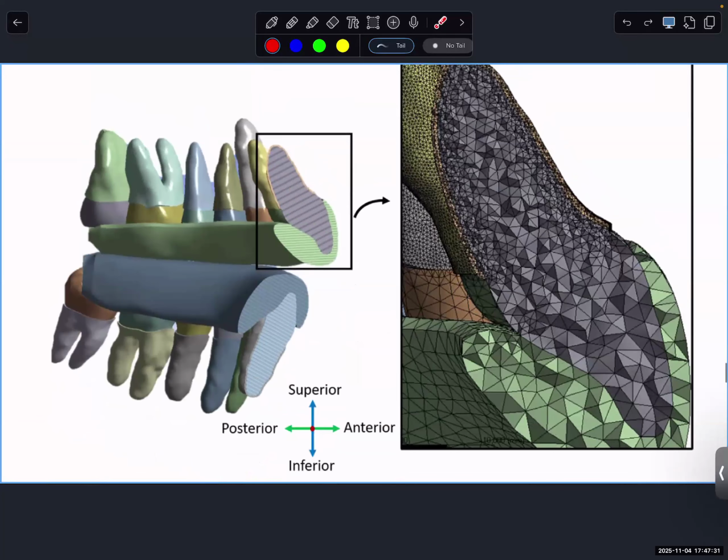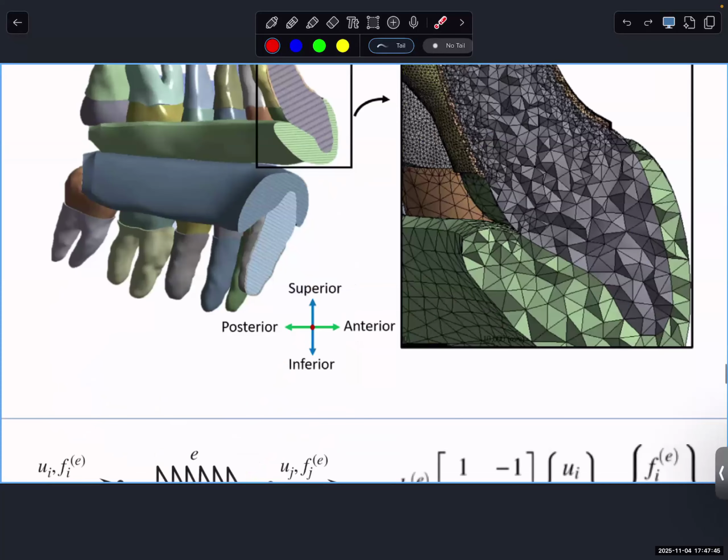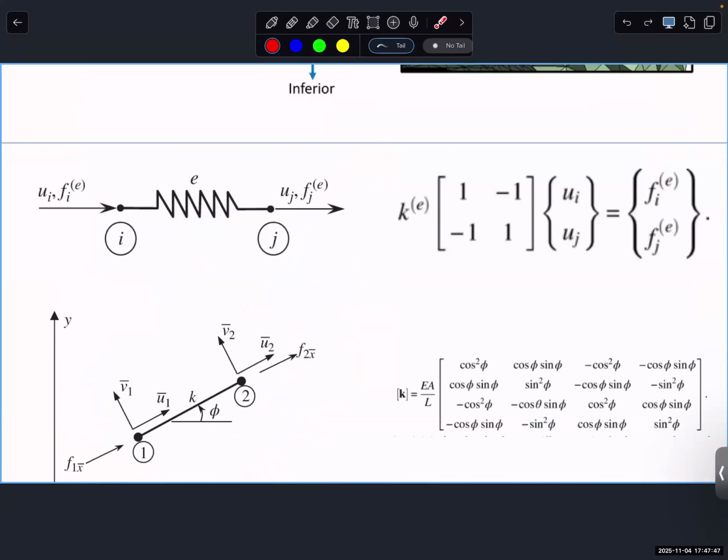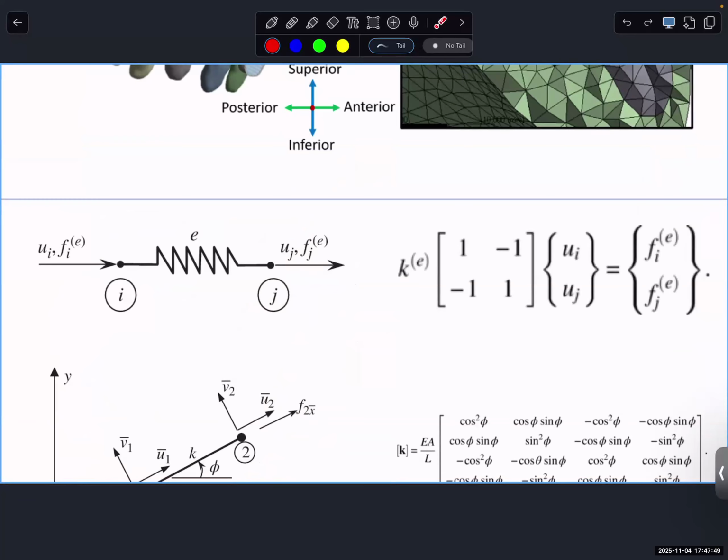Again, each tetrahedral element has a stiffness matrix, and you consider each element as one component, like we learned in mechanics of materials. And now we assemble all of them into a whole system and do the calculation. That's why it keeps crashing. I can explain what Abaqus is really doing behind the scenes, and why it keeps crashing.